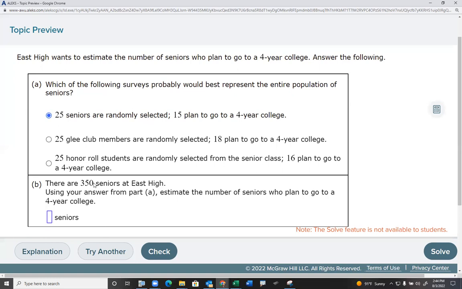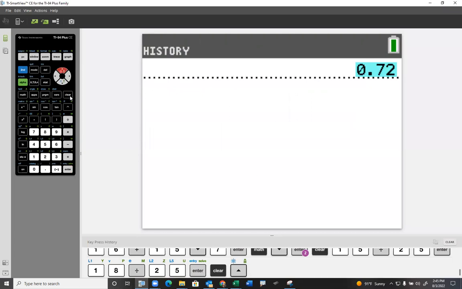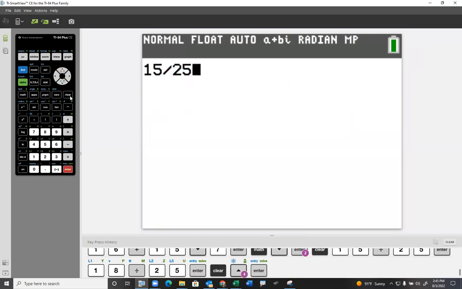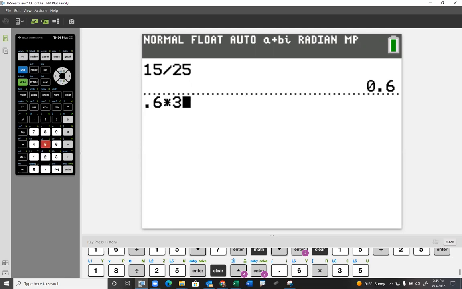Okay. Now, there are 350 seniors at East High. Using your answer from part A, estimate the number of seniors who plan to go to a 4-year college. All right. So 350 seniors. Let's go back to the calculator. Well, we found that from that sample, there were 15 out of 25 who said they were going to a 4-year college. That's 60%. So 60% of these 350 seniors is going to be 210.